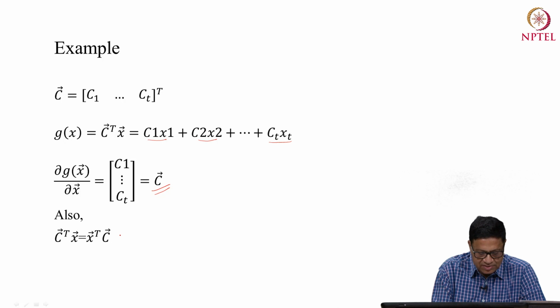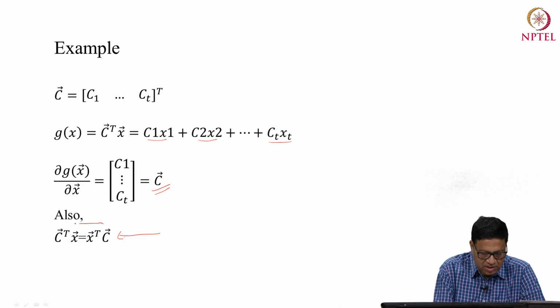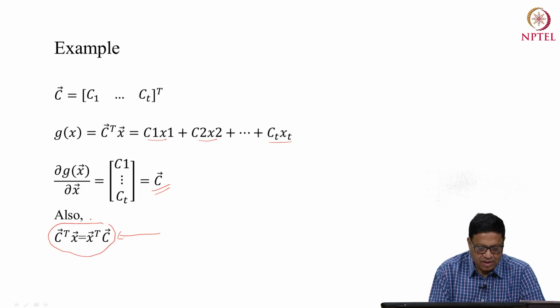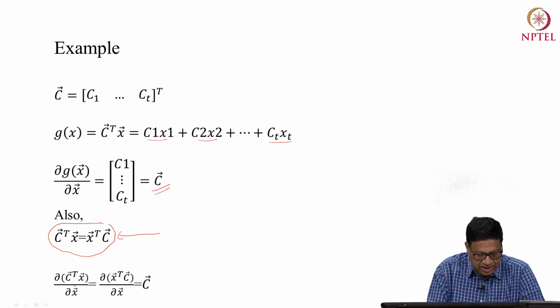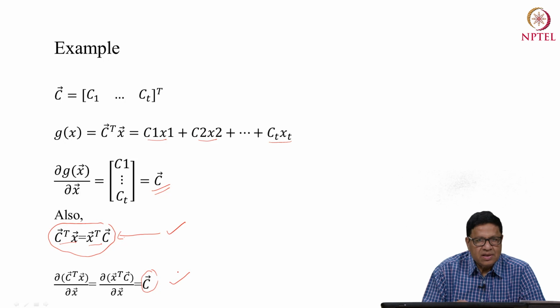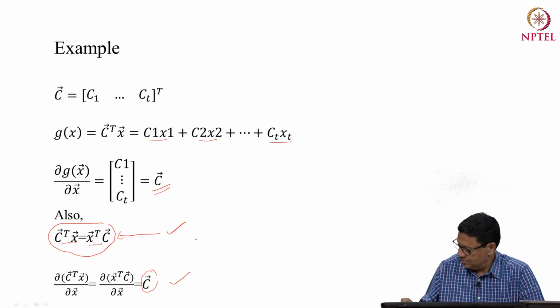Also, I can prove that c transpose into the x vector is equal to x transpose into c. So this can also be proved. And if I take differentiation with respect to the x vector for these two quantities, it always gives me the c vector. So basically we will use this to find out, in our earlier MIMO example, the estimate of x.